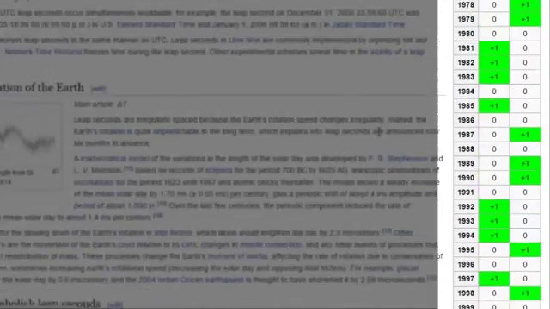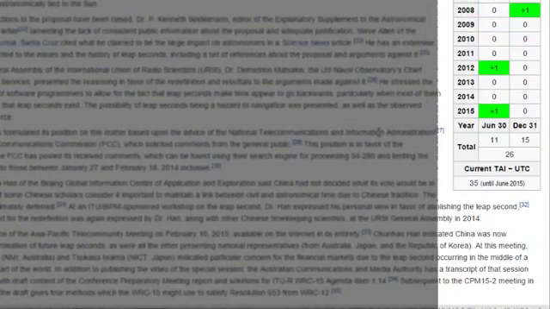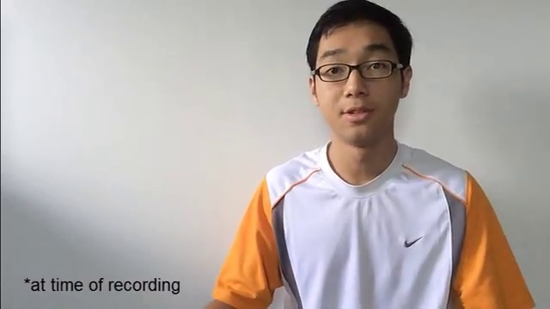Since 1972, we have added 25 leap seconds. So since then, we have added an extra 25 seconds to our lives. And the latest one was added on June 30th, 2012, 3 years ago. And the next one to be added, the 26th one, will be obviously today.